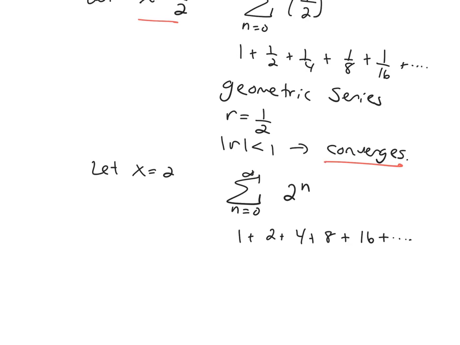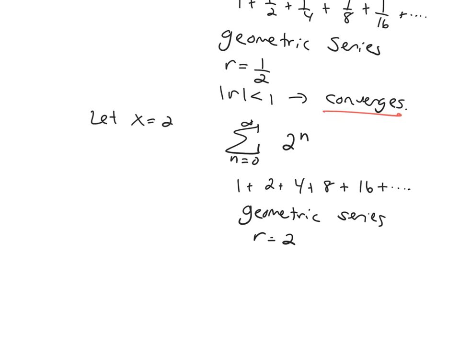What about this series? It diverges. What kind of series is it? Geometric. It's still geometric, right? If I take and divide any two consecutive numbers together, I get 2. So this is a geometric series. My r is 2, which is bigger than 1. So it diverges. Okay, so when we let x equal 2, it diverged.